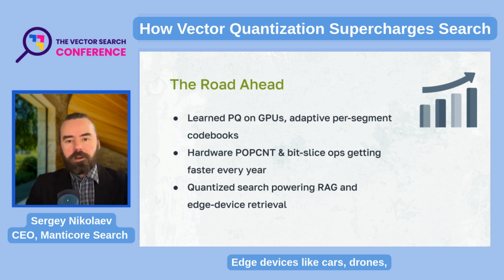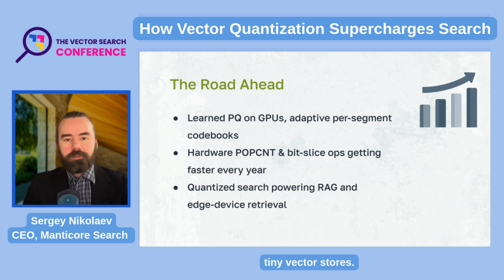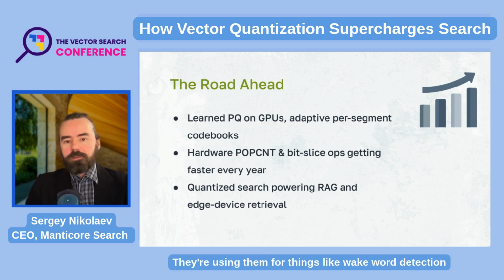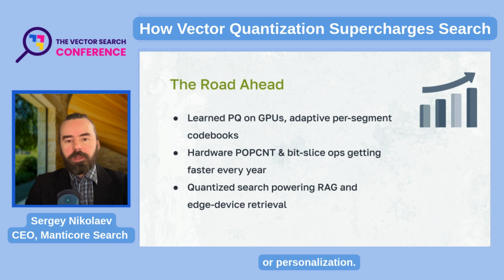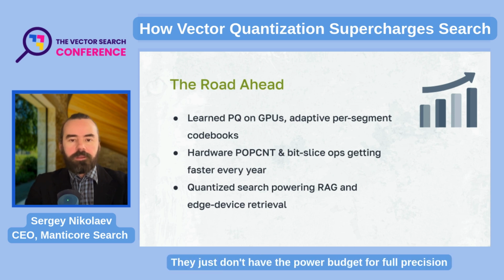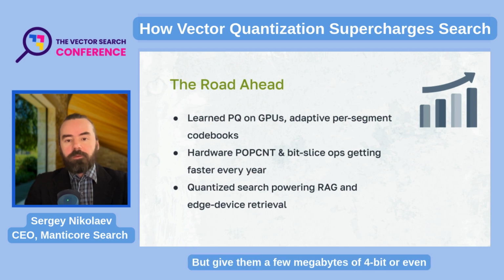Now, on the other end of the spectrum, we're seeing something interesting. Edge devices like cars, drones, and even smart headphones are starting to carry tiny vector stores. They're using them for things like wake word detection or personalization. And here is the thing, they just don't have the power budget for full precision search, but give them a few megabytes of 4-bit or even 1-bit codes, no problem. They can handle that easily.